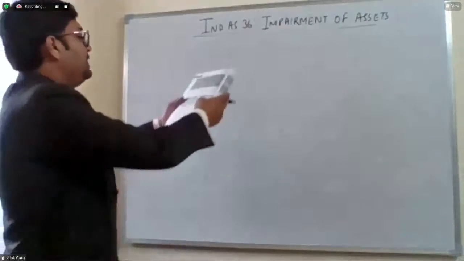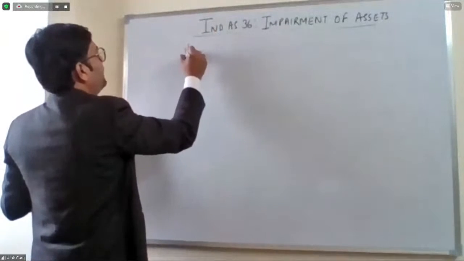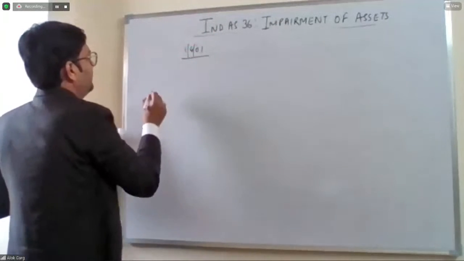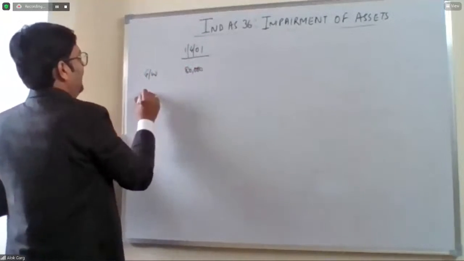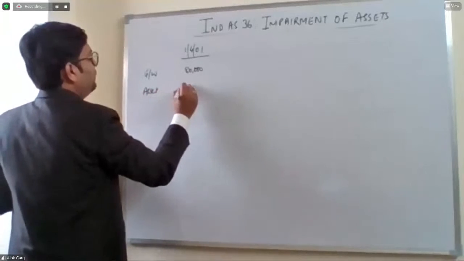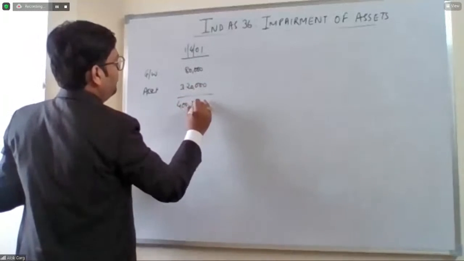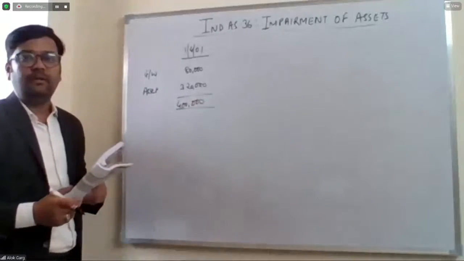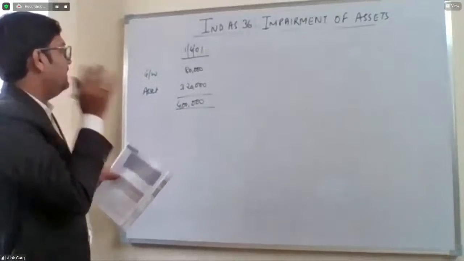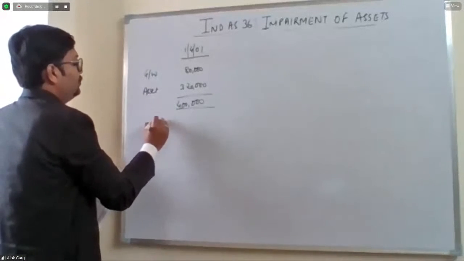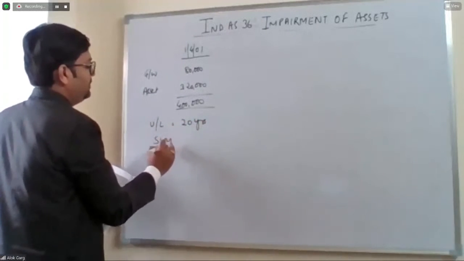So what is the cost on 1st April 2001? First of all, on 1st April 2001, what is given? Your goodwill is equal to 80,000. Your asset other than goodwill is 3,20,000. The total is 4 lakh. Then the life of the asset is given. What is in other information? Useful life is equal to 20 years and SLM method is used. Straight line method is used.